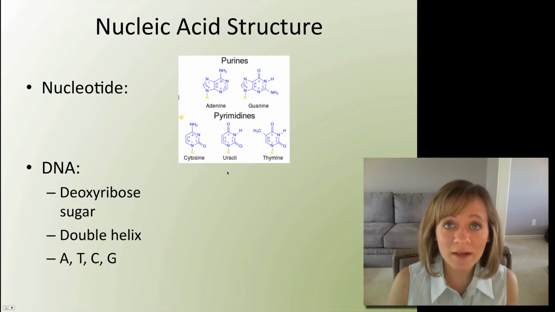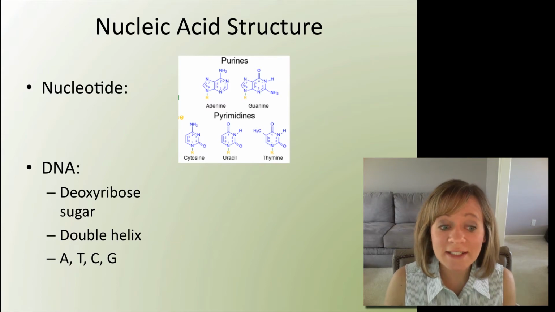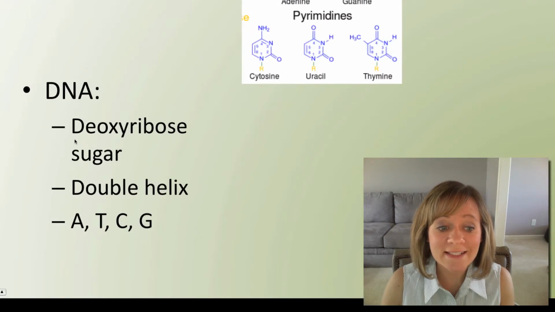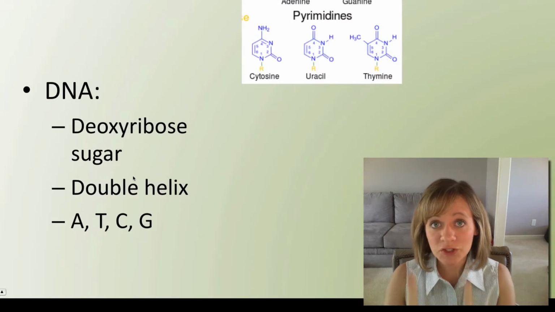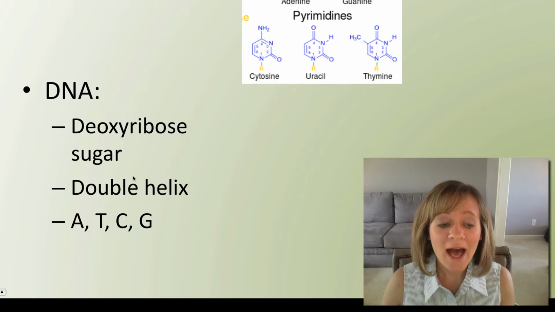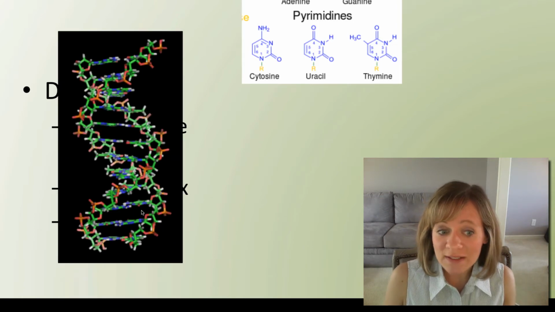Now DNA, when we get a lot of monomers together, we have a polynucleotide of DNA, deoxyribonucleic acid. So DNA in particular has the deoxyribose sugar. It is a double helix, so it's got 2 strands or 2 backbones, and the bases are A, T, C, and G. And that would be an example of DNA.